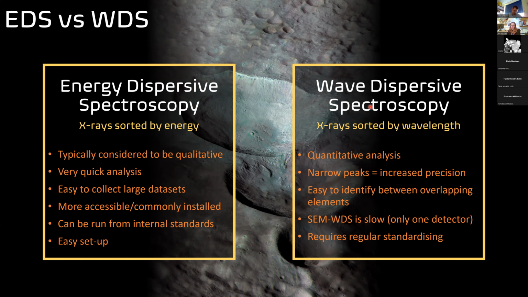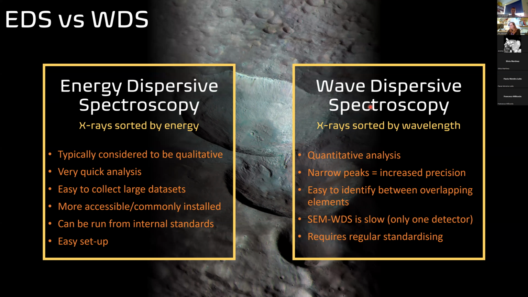WDS is a quantitative analysis. It produces narrower peaks, which means you have increased precision and accuracy of your data. So particularly if you're working with very low abundances, such as trace elements or rare earth elements, WDS is really useful. However, it is slow, especially if you've got a WDS system like we do, where I've only got the one crystal, whereas on an EPMA, you might have 5 detectors running at the same time. What would typically take 30 seconds to run on EDS can be anywhere between half an hour and an hour for me on the WDS system, and it does require regular standardizing.